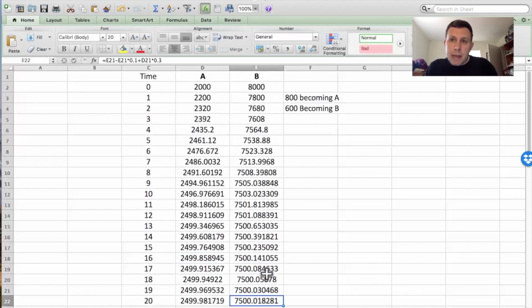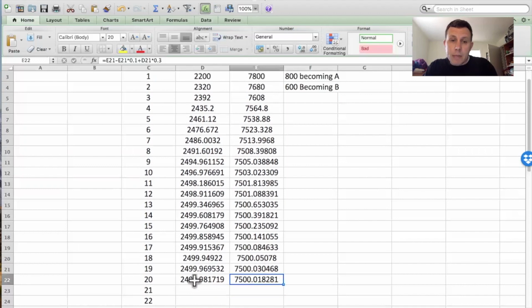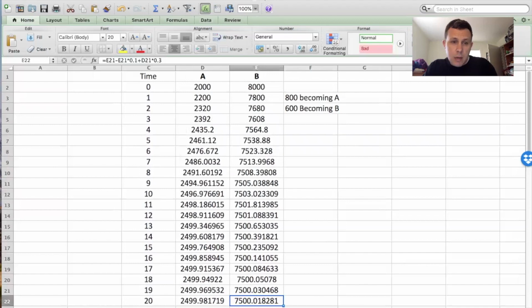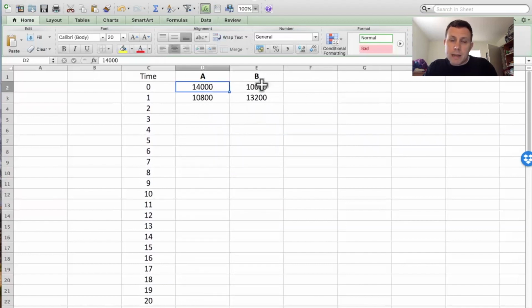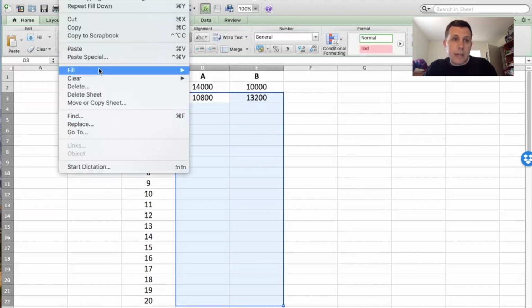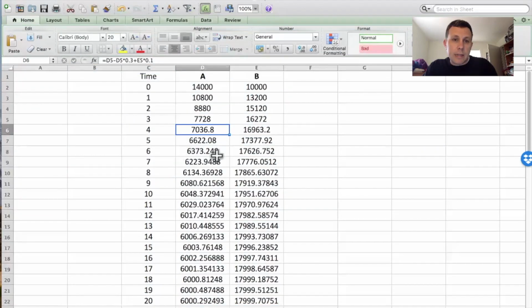The ratio of B to A is always going to be 3 to 1 if this is the energetics that we've established, if it's 30% and 10%. So B divided by A will be 3 in all these cases. Let's look at one more case where we don't have 10,000 total molecules to start. Here's a case where I had 14,000 of A and 10,000 of B. Let's let this run for 20 seconds. Over time, eventually I hit 6,000 of A and 18,000 of B. Once again, 18,000 divided by 6,000 is 3.